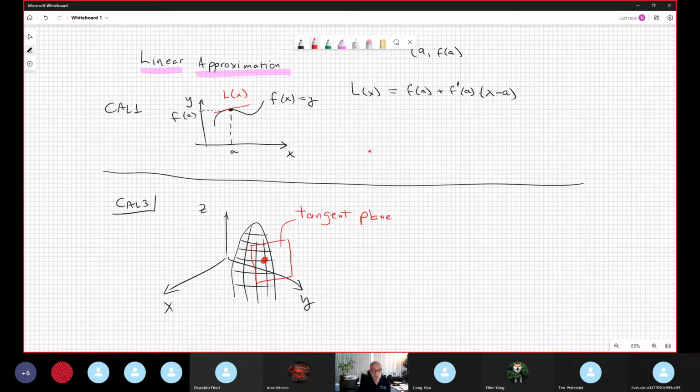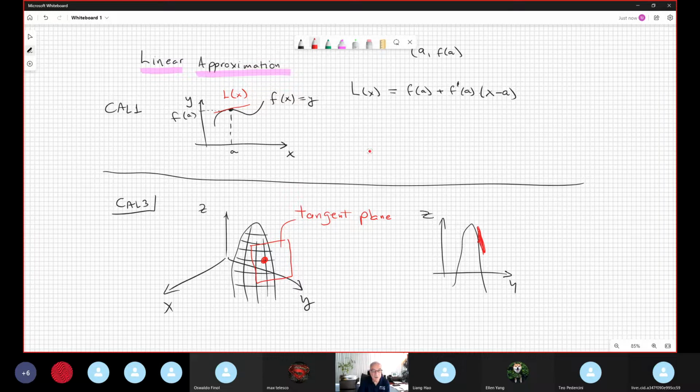Okay, let me try to see. Suppose we have a lateral view in 2 dimensions. Maybe this axis is y, this axis is x, z, sorry. This is my view of the surface. At the specific point here, I have a linear approximation.